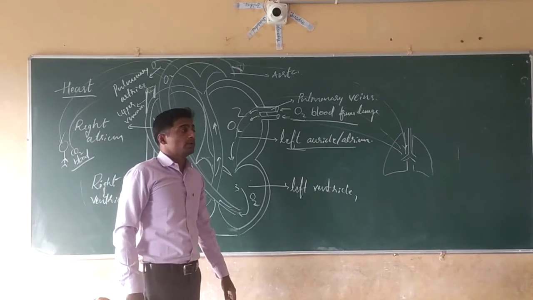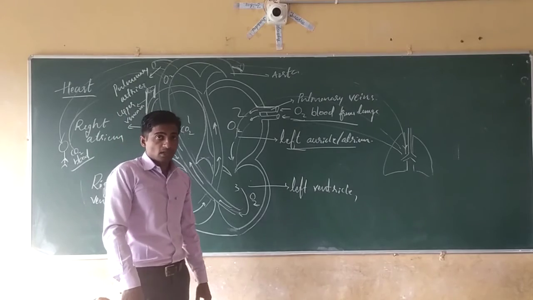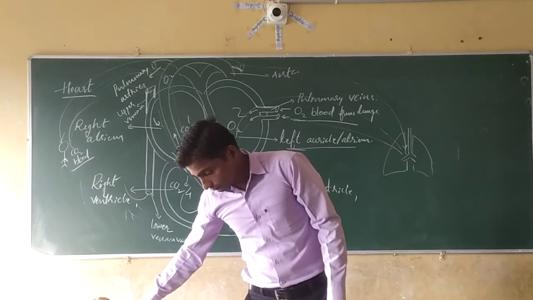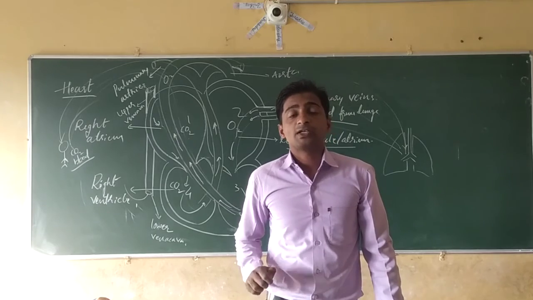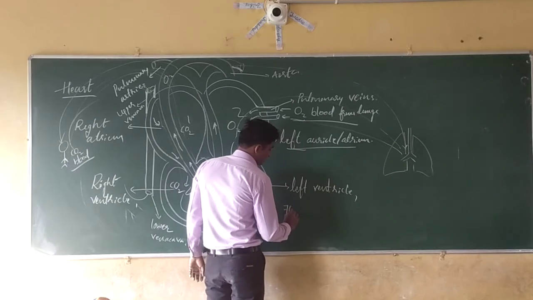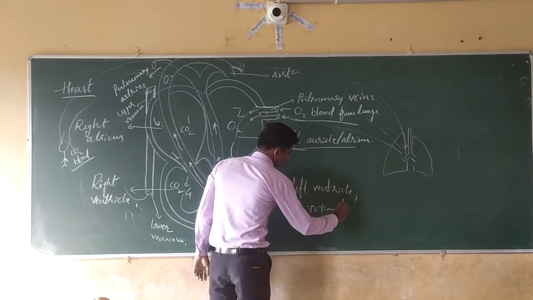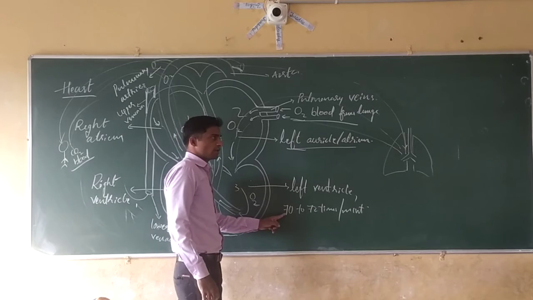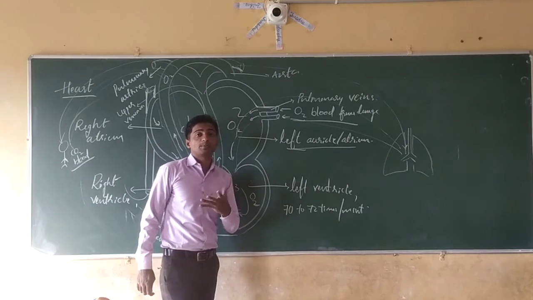Meanwhile, what happens? It will produce a lub-dub sound that gives a heartbeat. Heartbeat is nothing but the heartbeat rate. We can also calculate the heartbeat rate. The normal heartbeat rate for a healthy person is 70 to 72 times per minute. 72 times per minute. The heart has to show the beat.